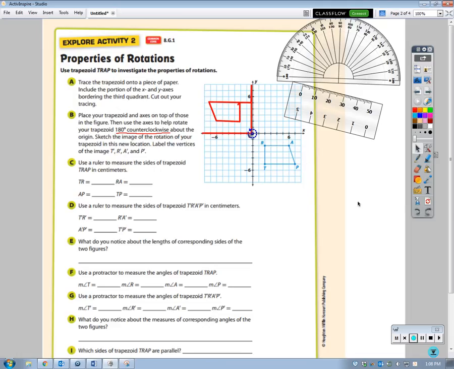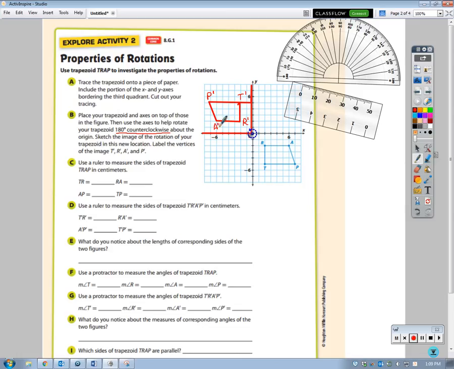So now I need to label my new points. R is my one that is closest to the origin. So this would be R prime. T is my one here that is connected. Sometimes it's nice to make those little connecting lines. And so this is T prime. Straight above T is P. So this would be P prime. And then our last point remaining here would be A prime. All right, so now I've got them all labeled.